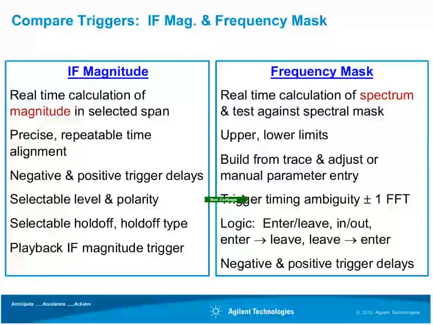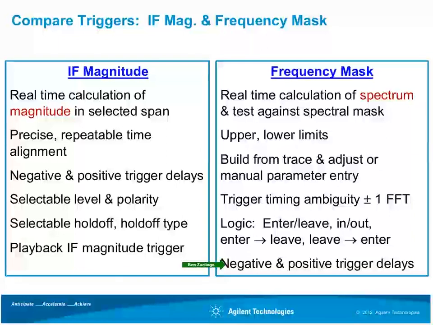But it also offers some advanced trigger logic in terms of capturing individual signal behavior. Things like entering and leaving the mask can be good for synthesizer startup or shutdown or switching operations. And in Agilent's vector signal analyzers and real-time analyzers, this also is provided with negative and positive trigger delays. So those are the main points I wanted to cover in the presentation today.